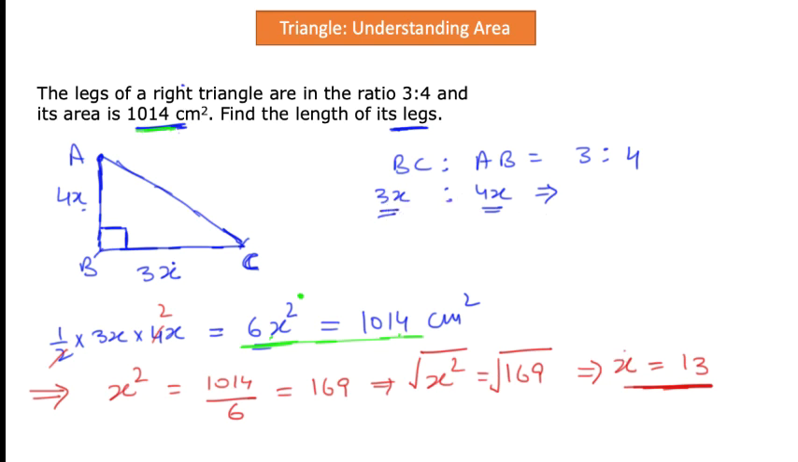I'll simply substitute this value of x in this ratio. So 3x is equal to 3 times 13, and the other dimension 4x will be 4 times 13. This 13 is substituting here, and this 13 is coming here. So what are the dimensions then? The dimension BC is equal to 39 centimeter, and the dimension AB is equal to 4 times 13, that becomes 52 centimeter. So we have our dimensions. This is how you will apply the knowledge of area and the calculations to understand various dimensions of a triangle.